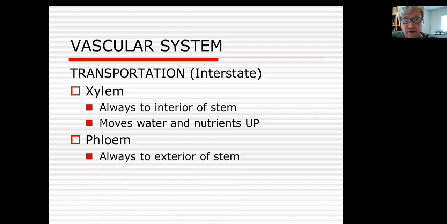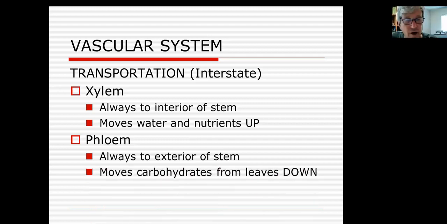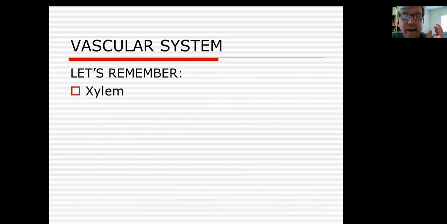outside or the exterior. And if xylem's moving water and nutrients up, what's the phloem doing? Brings carbohydrates down. It's moving primarily carbohydrates down. It can move other stuff, but its main job is to get stuff away from the leaves to make more room. So again, some things to remember to help you remember this.